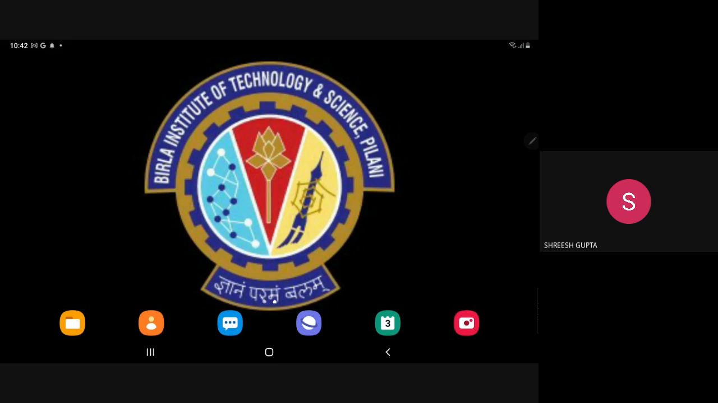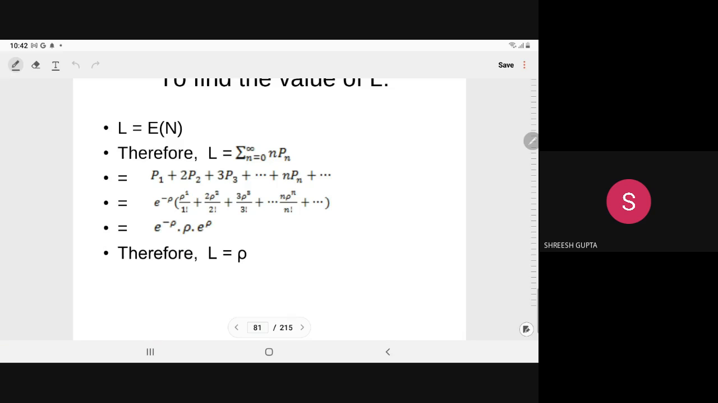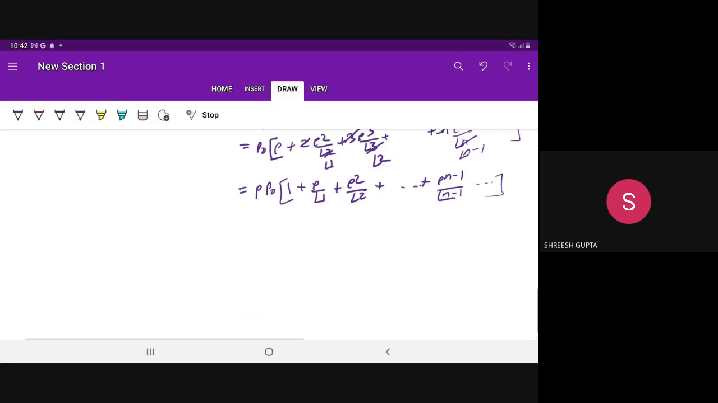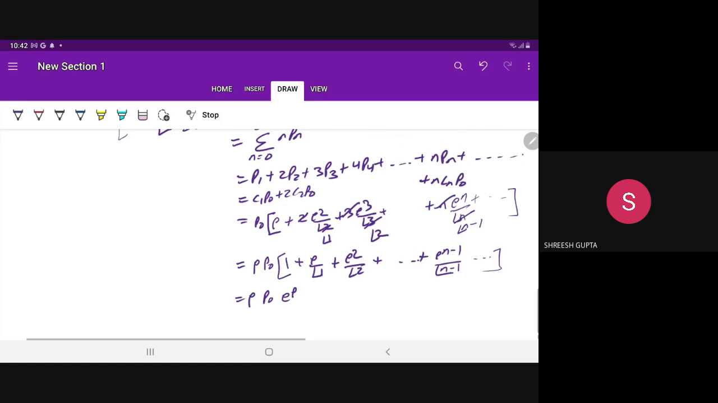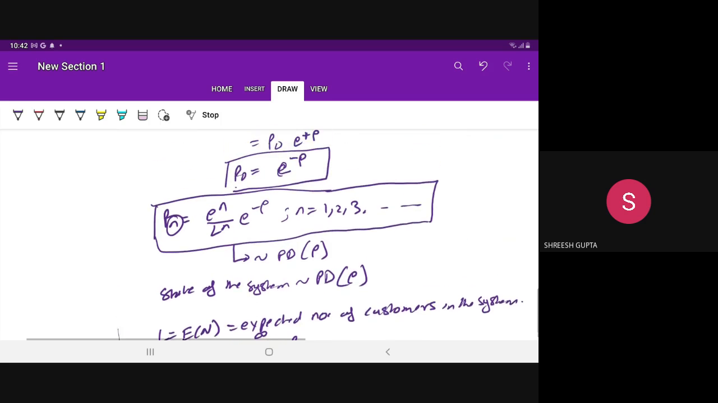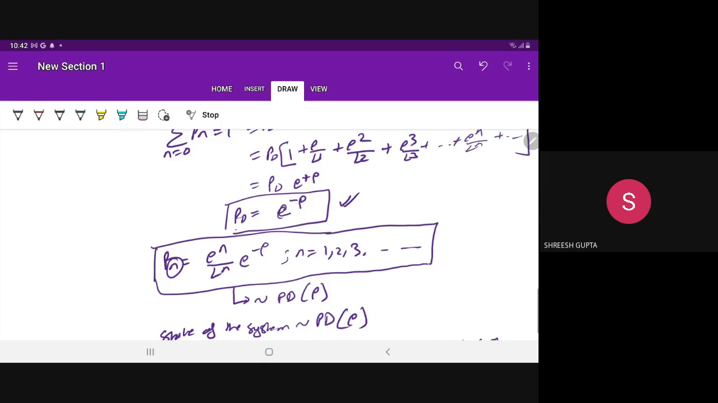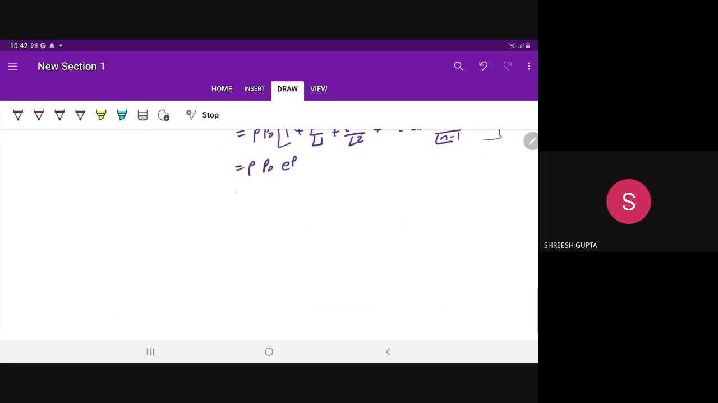Now the bracket is what? Rho P naught e to power rho. And P naught we have already computed as e to power minus rho. So just put rho, e to power minus rho, and e to power rho. So this will give you rho. That is, L is equal to rho for the self-service model.